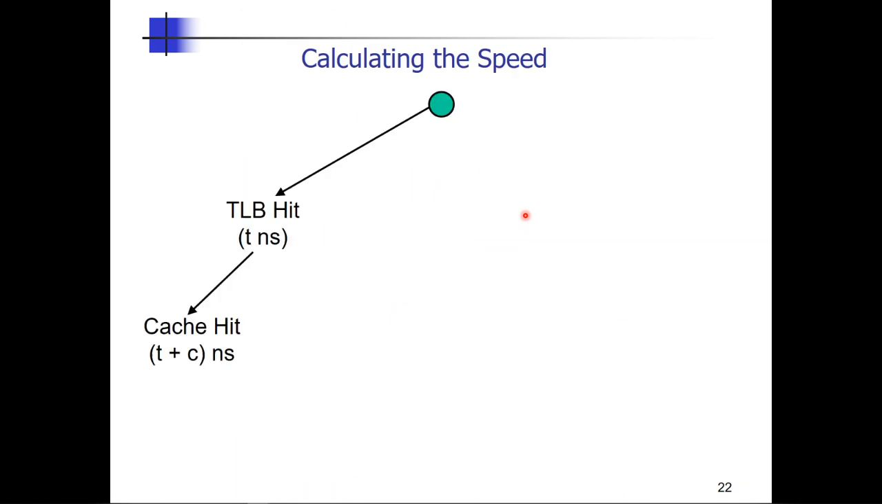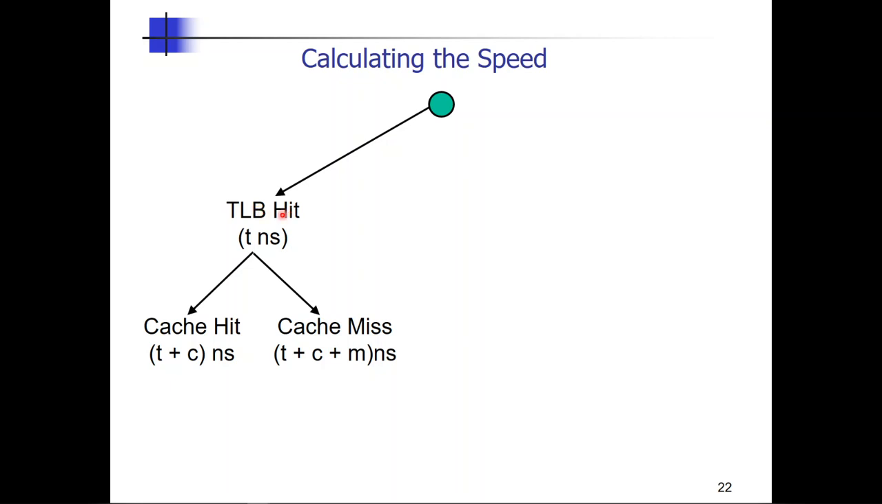Alright, let's calculate the speed. These calculations are going to look very similar to the ones that we have seen before. In this case, we are trying to access a memory location. We have the page number for it. We are going to have to look up the TLB first. That's the approach that we are adopting.